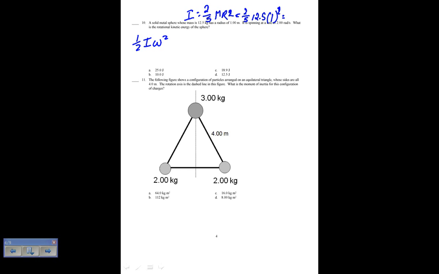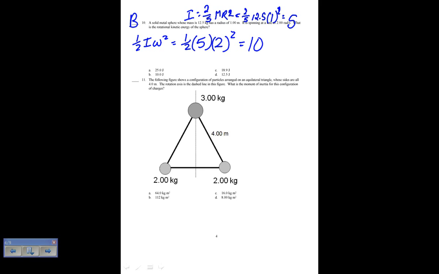That gives me a moment of inertia of 5. And so the rotational kinetic energy is 1/2 times 5 times omega, which is 2 squared. That's 5 times 4 is 20, so it should be 10 joules. Number 10 is B.